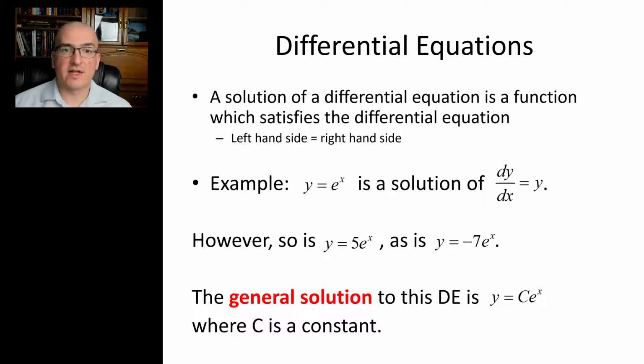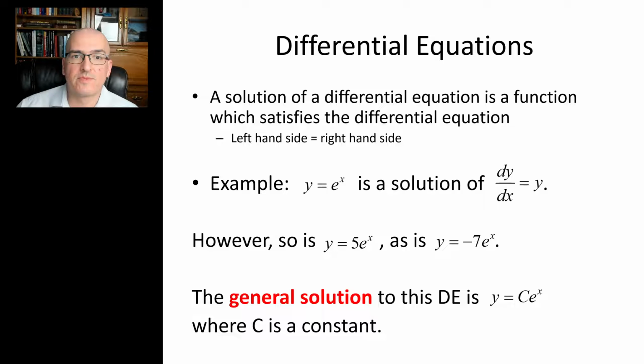So let's go back to that example, dy by dx is equal to y. The derivative of some mystery function is equal to the function itself. One function that behaves that way is e to the x. The derivative of e to the x is e to the x. So that's the solution, right? Well, not so fast. What about 5 times e to the x? The derivative of 5e to the x is 5e to the x. How about negative 7e to the x? The derivative of negative 7e to the x is negative 7e to the x. So there's a whole bunch of solutions. So there's an infinite number of them. Put any constant in front, and there you have it, another solution.